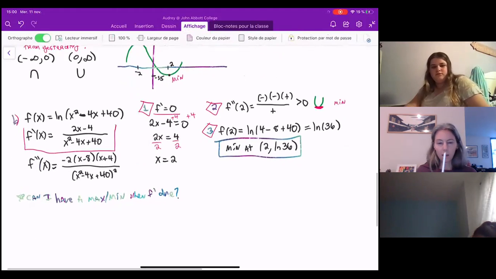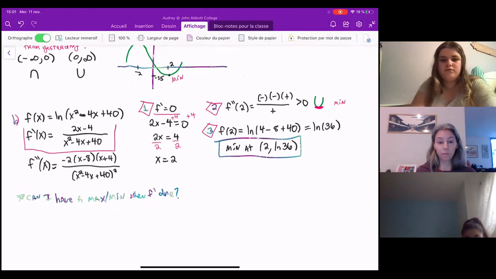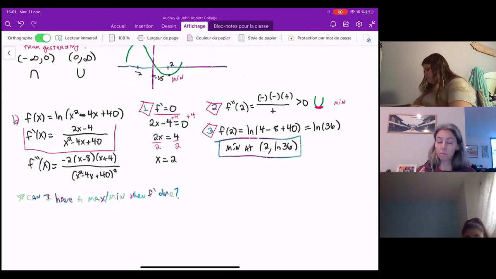Think about it. Think about what that could look like. What are some things that could happen when f prime doesn't exist? Let's say it's continuous, but not differentiable. What are things that happen when it's continuous, but not differentiable? Cusps and corners, vertical tangent lines. Could I have a minimum or a maximum at a cusp or a corner?